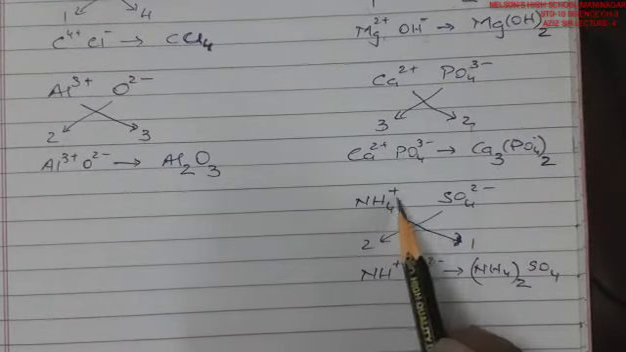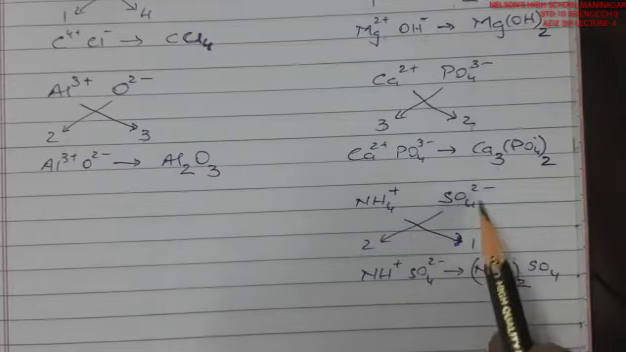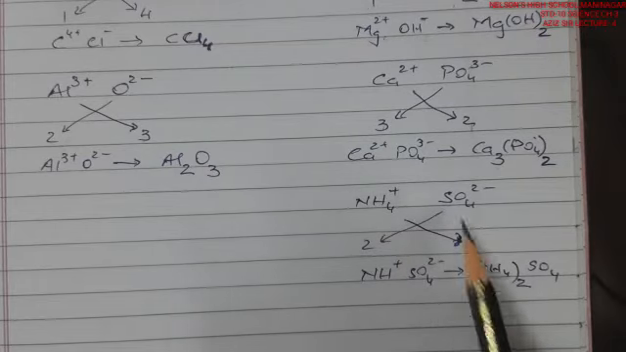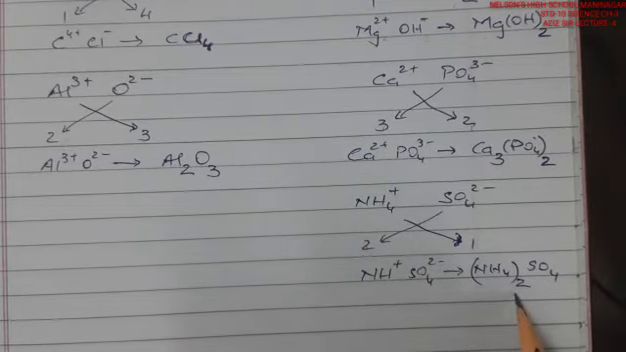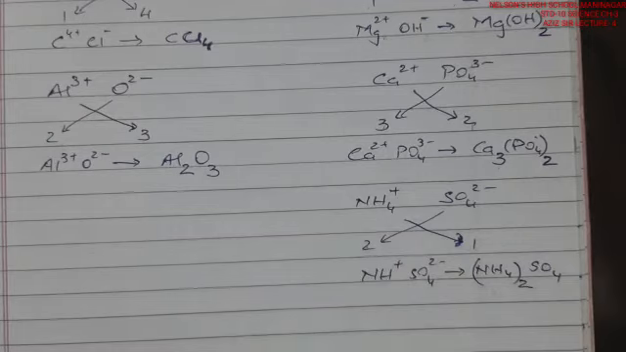The same way in ammonium sulfate, NH4+ and SO4 2- are both polyatomic. This gives you 1 here and SO4 gives you 2 here. So NH4 twice and SO4 once, giving (NH4)2SO4, ammonium sulfate. Fine. So this is how you write down the formulas. You can make n number of formulas. Some examples are given in your exercise and in your textbook also. You need to solve them.